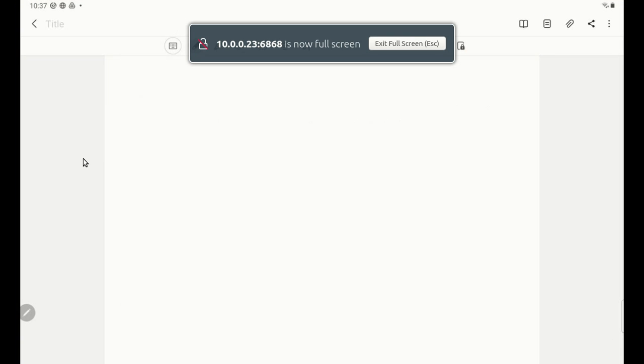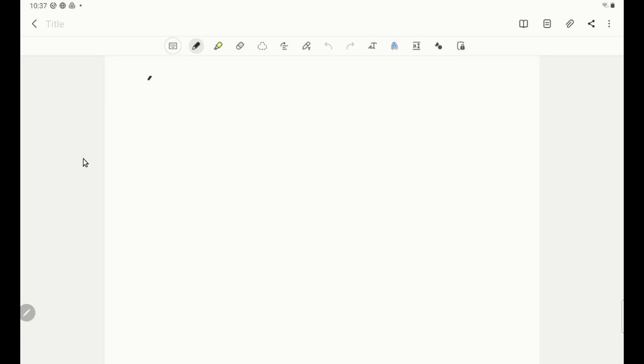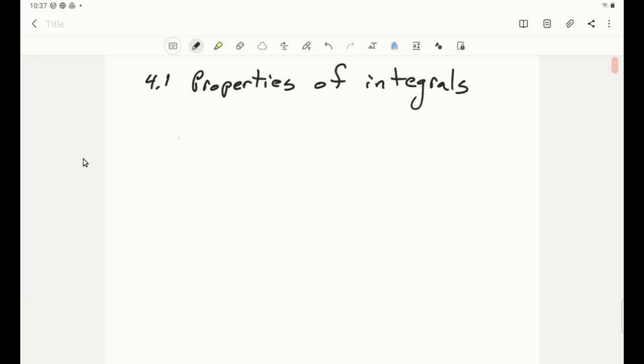Alrighty, so let's look at some properties. So this is still 4.1. Let's look at some properties of integrals. And lots of them still work. So the first is just that now if you specify a path, it doesn't matter how you specify it.